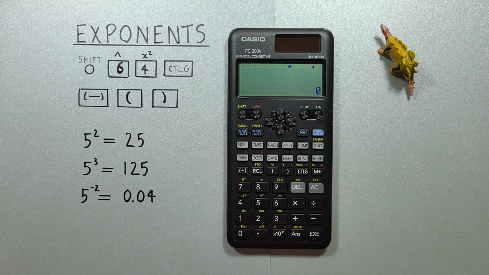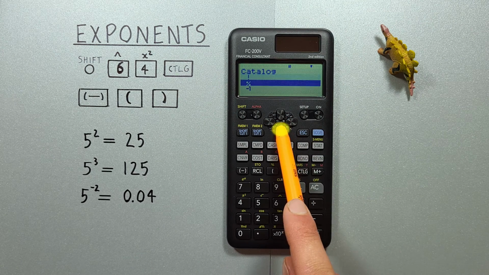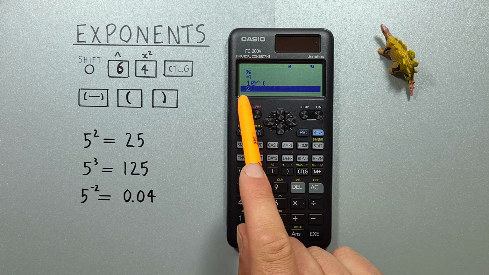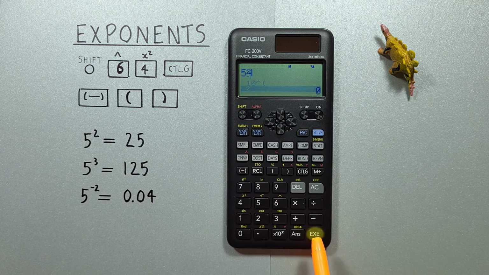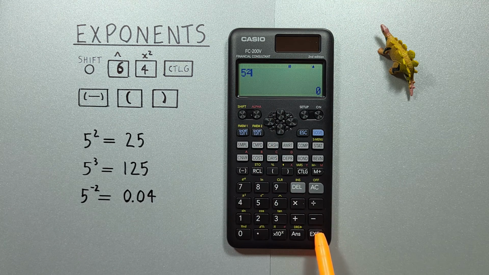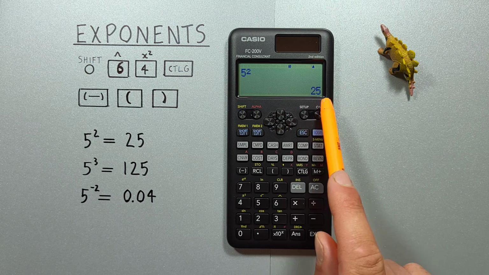Our other option is, again, place 5 on our screen and then press the catalog key. That brings up a list of functions we can choose from. So if we scroll down until we see 2 or squared here, we can select that, see that we have 5 squared, hit exe, and there we go. 5 squared equals 25.